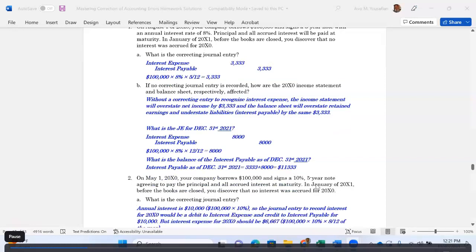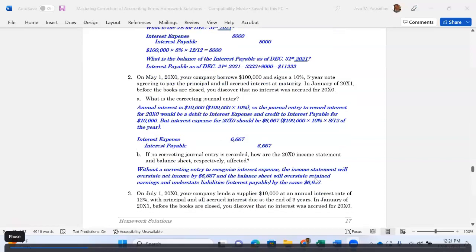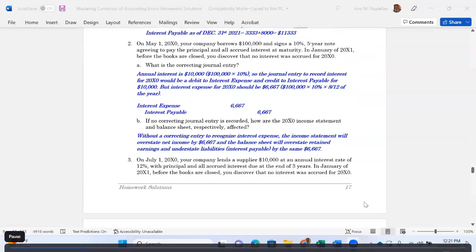Okay. Let's go to problem number 2. In May of 2020, your company borrows $100,000 and signs a 10% 5-year note agreeing to pay the principal and accrued interest at maturity. Again, it's 5 years, 10%, $100,000.